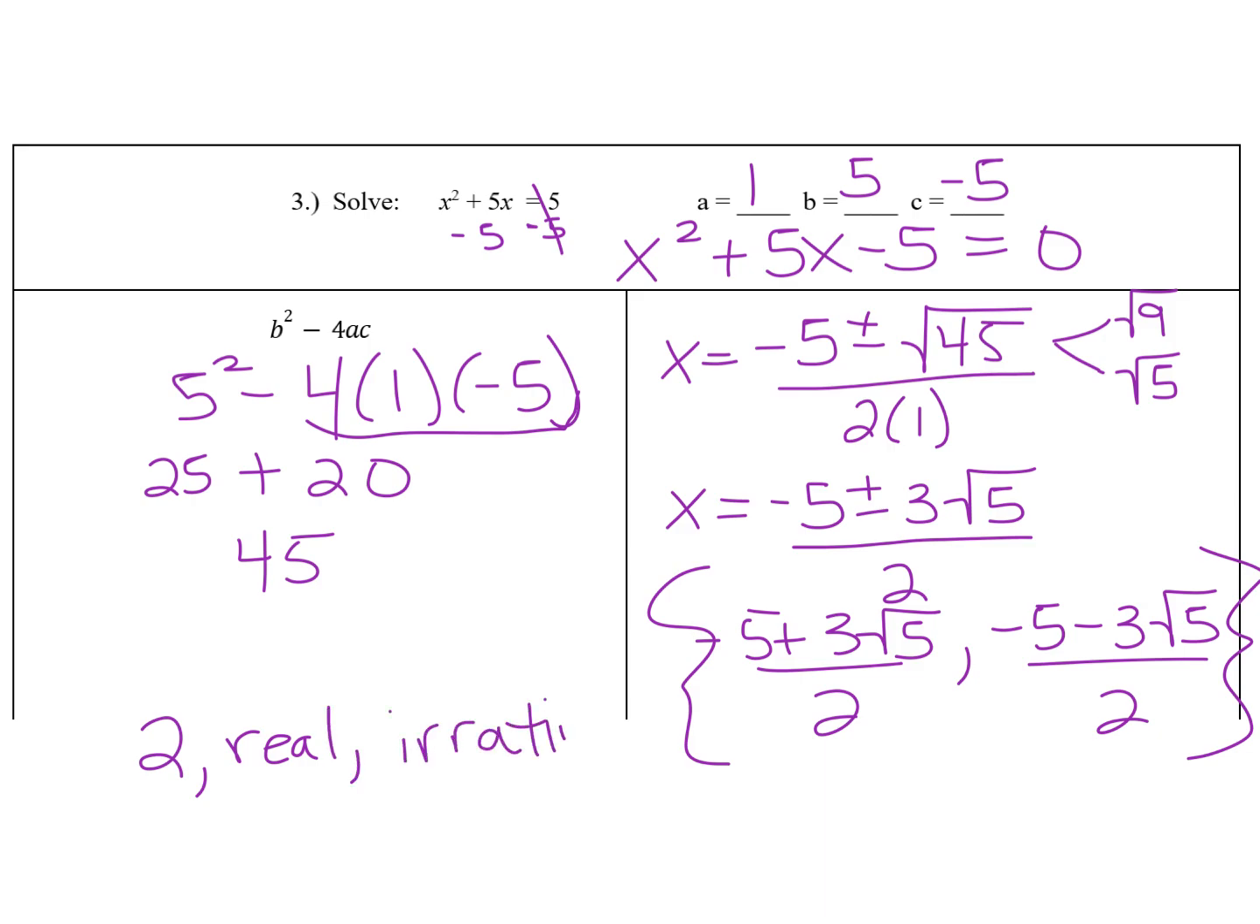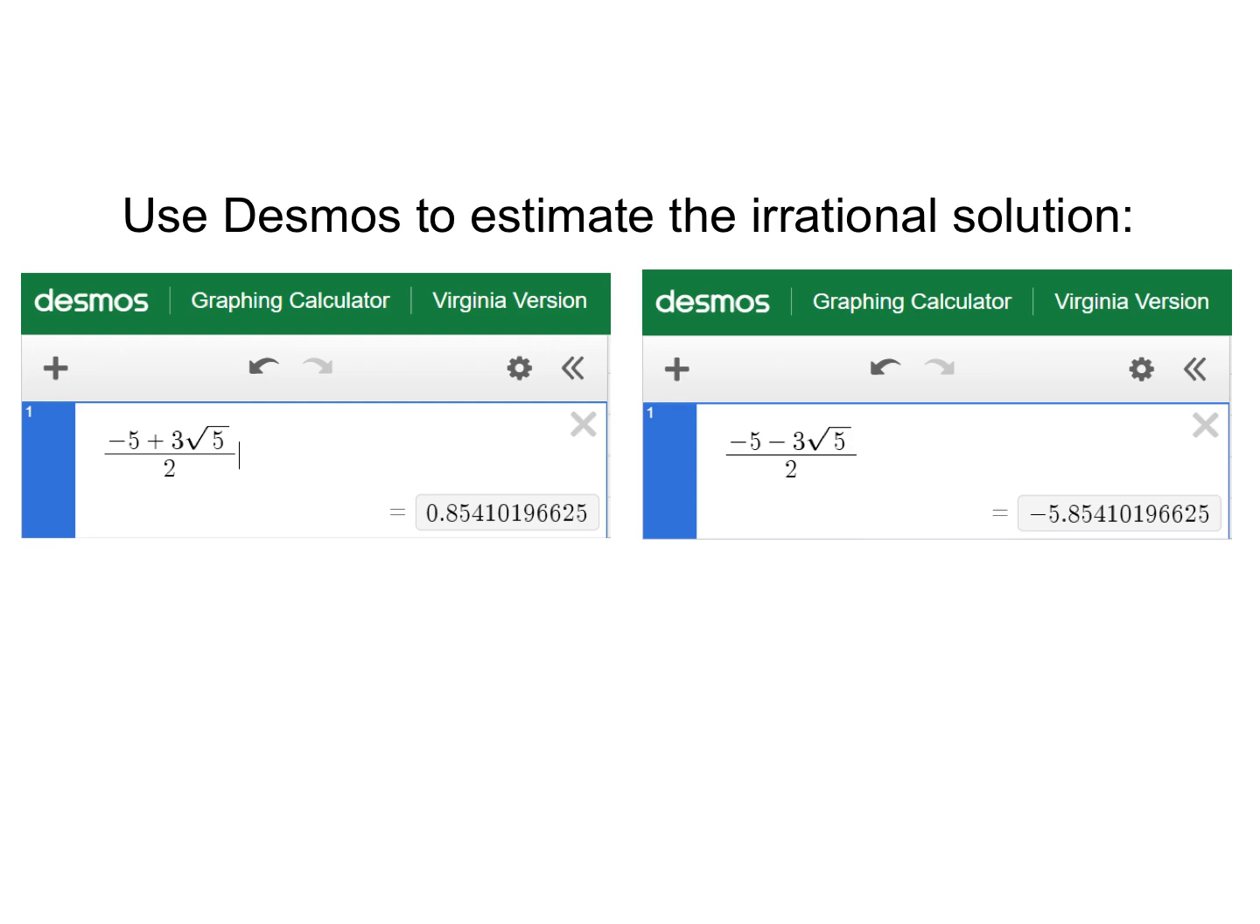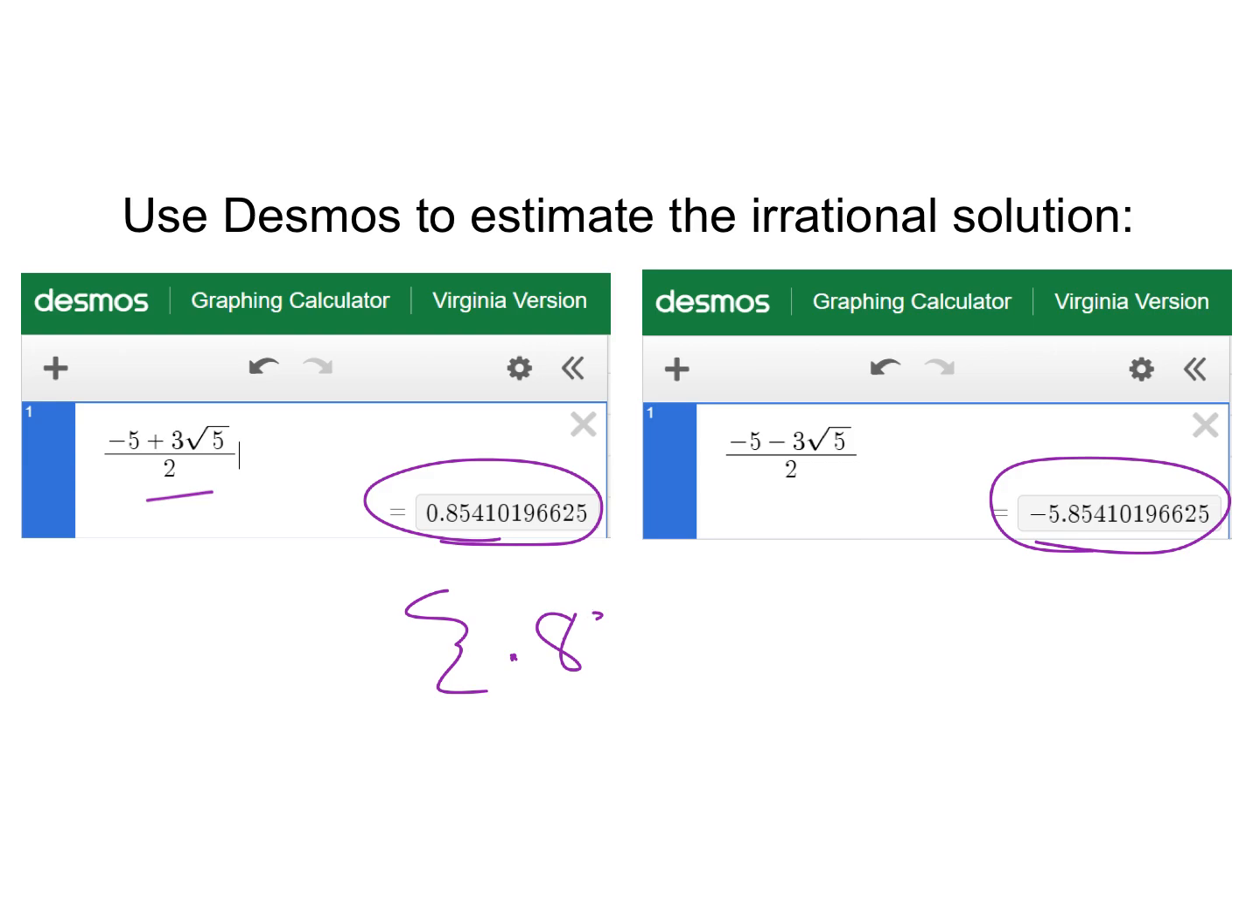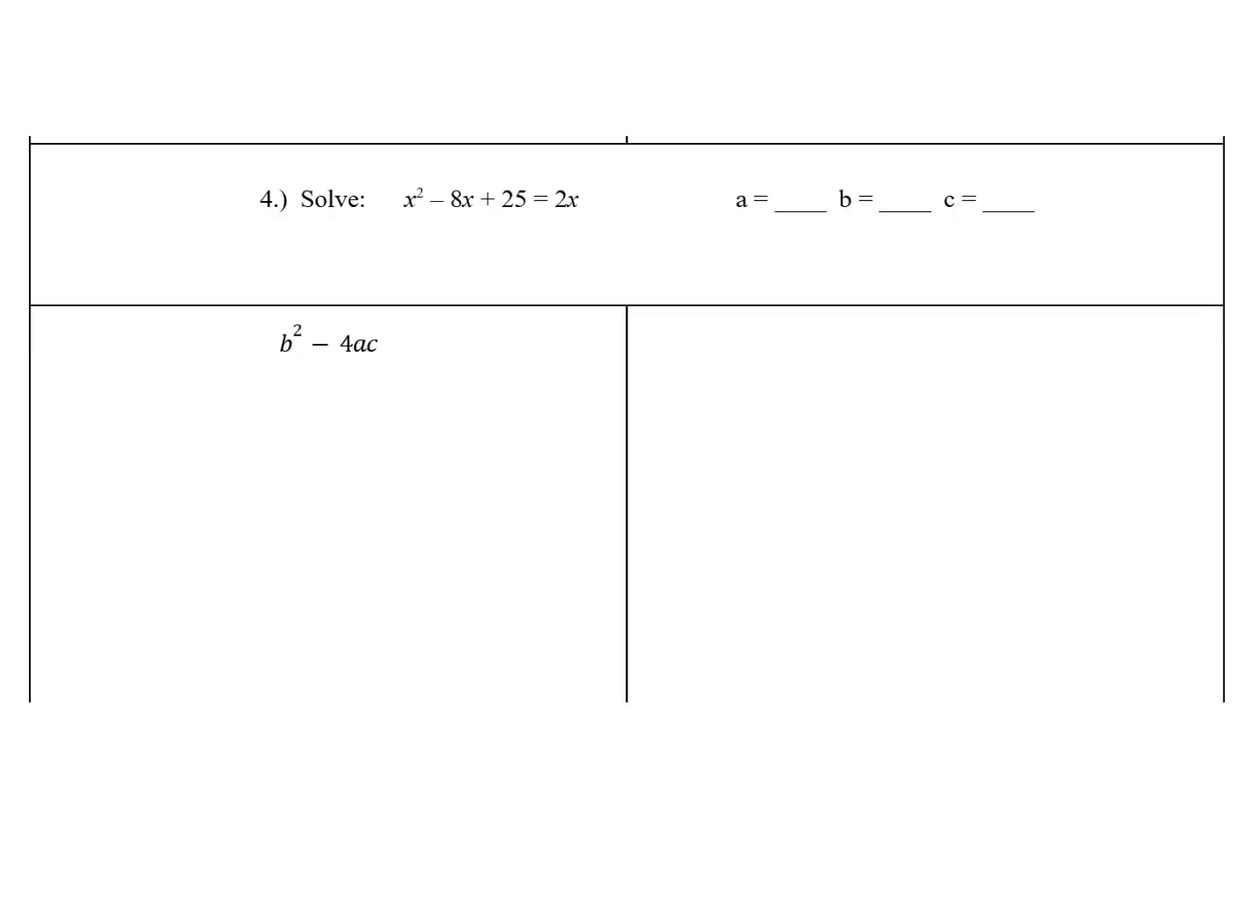So irrational means that we have a decimal that goes on forever, so we cannot give an exact answer. However, we could then go to Desmos, and from Desmos, I type in my two problems, I get these big ugly decimals, and then I'm going to round them. So the first answer is going to be close to 0.85, and the second answer is close to negative 5.85.